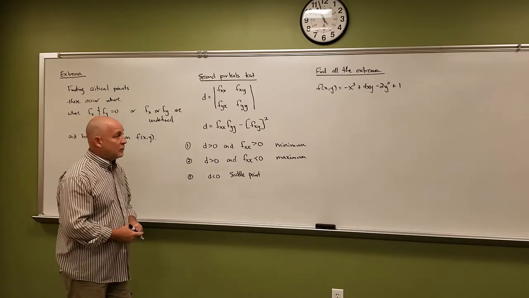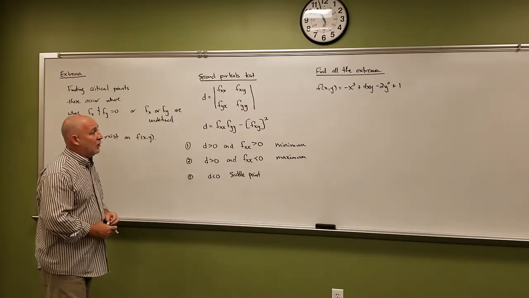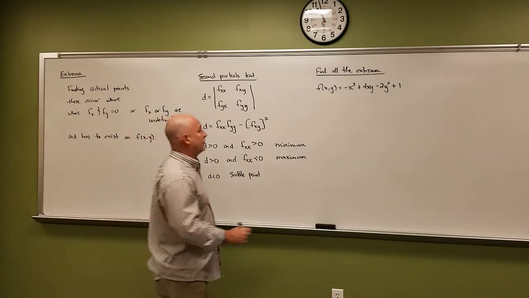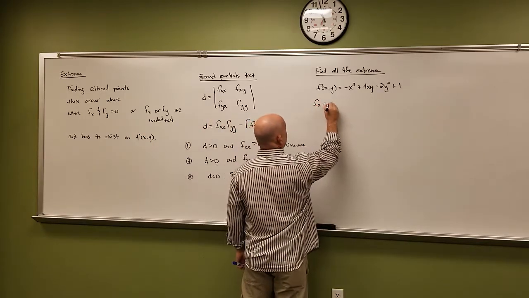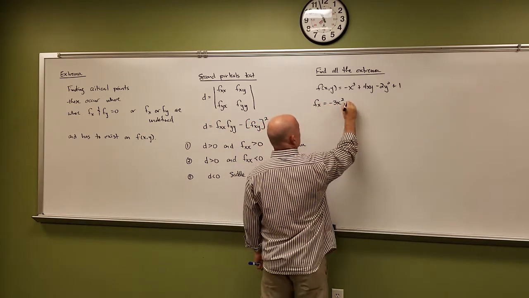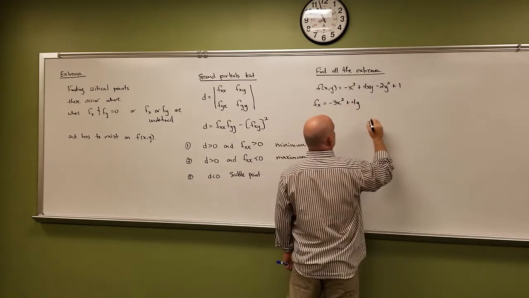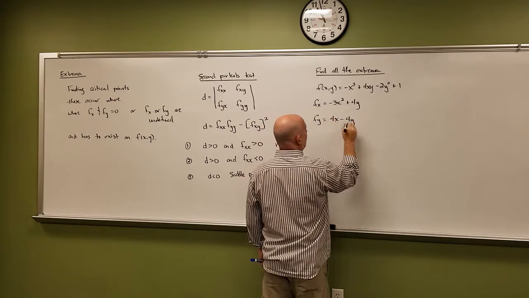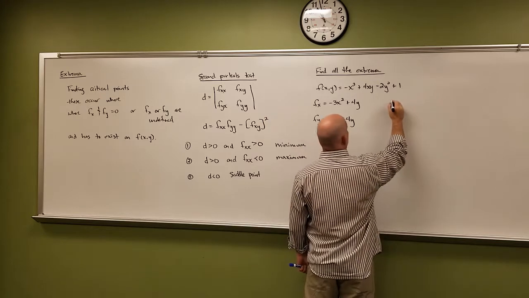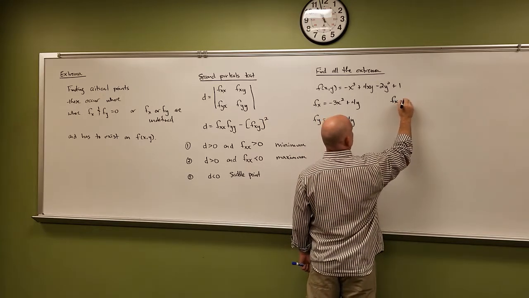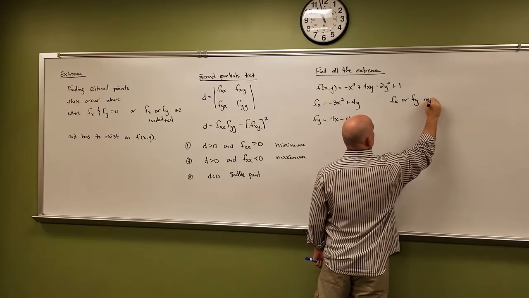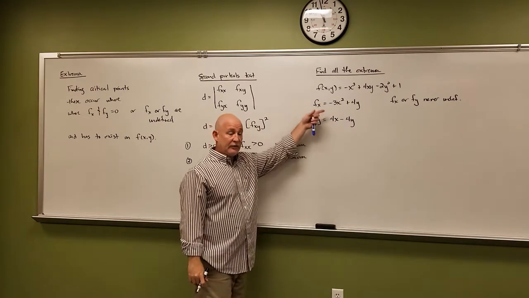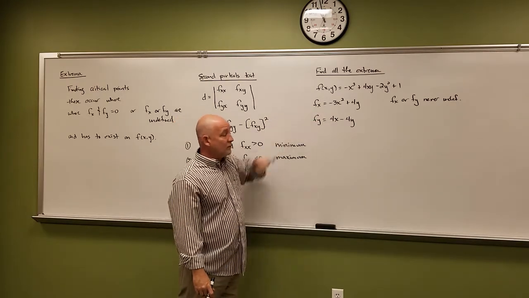All right, the first thing we want to do is find all of our critical points. So we need to figure out where f sub x and f sub y are equal to 0 first. First off, f sub x would be negative 3x squared plus 4y, and f sub y would be 4x minus 4y. Of course, f sub x and f sub y are never undefined, so we don't have to worry about that. But I do want to know where these two are equal to 0.